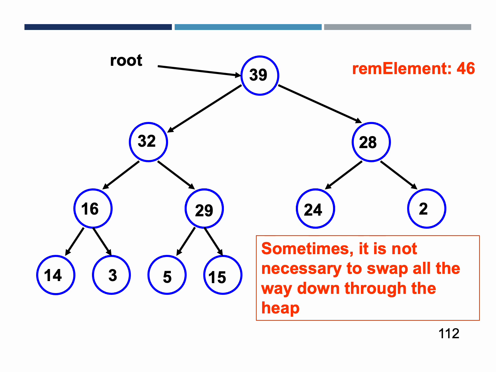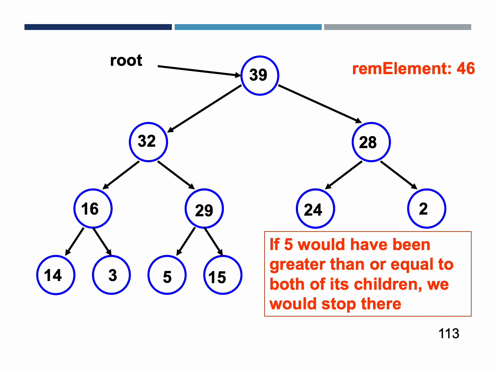Sometimes it is not necessary to swap all the way down through the heap. If 5 would have been greater than or equal to both of its children, we would stop there. So we don't have to swap every time if it's not greater.